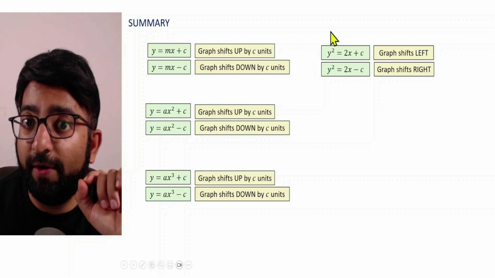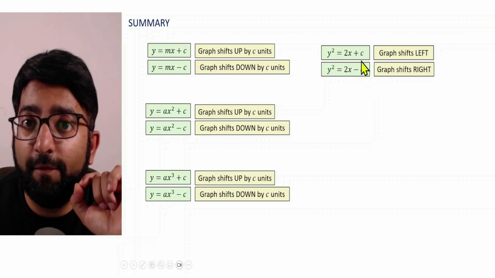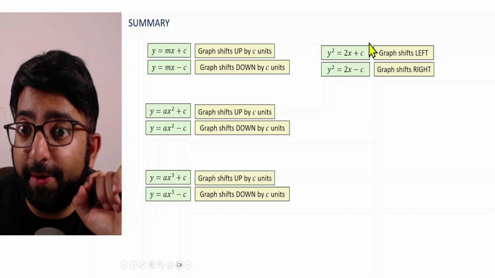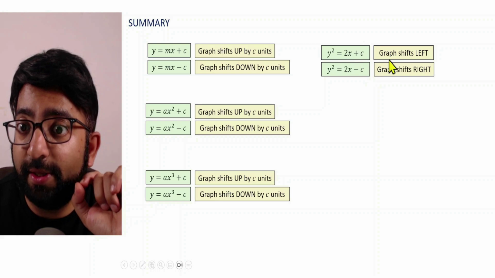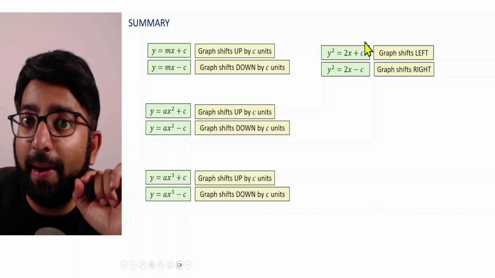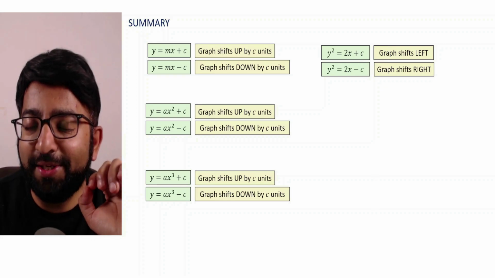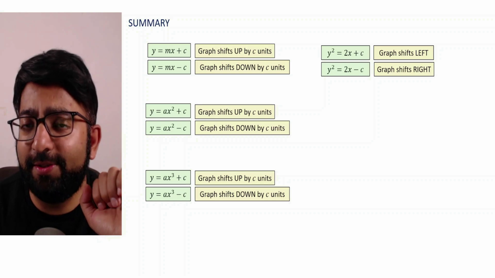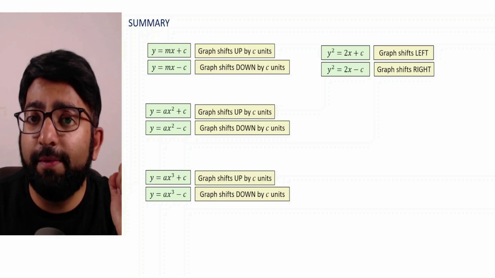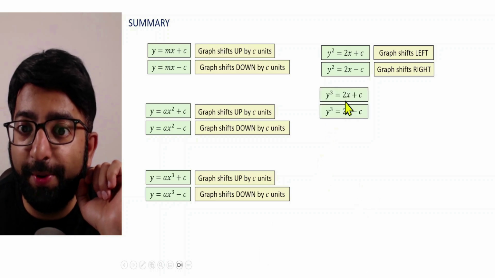But in this case, when we are starting with y square is equal to something, shifting of the graph will not happen at the same magnitude as that constant. So in this case, the graph is definitely shifting towards the left, but it will not shift by c units. By how many units does it shift? We can find out using basic algebra, but for physics, it's not required. We just need the general shape while solving the physics questions. Now, let us consider cubic equations.